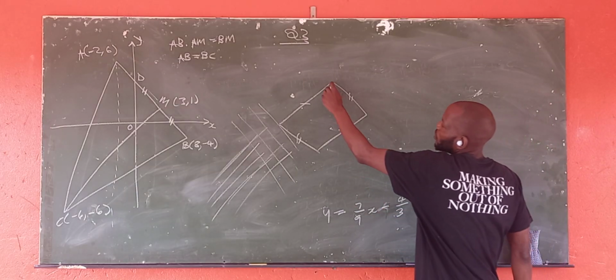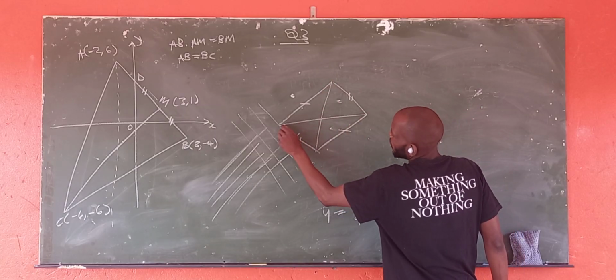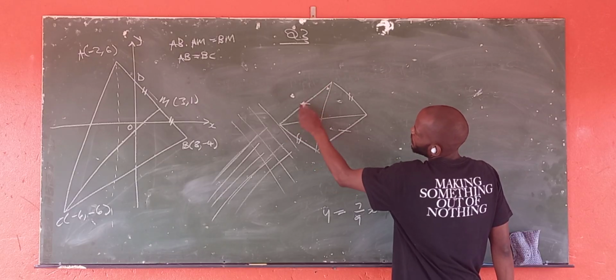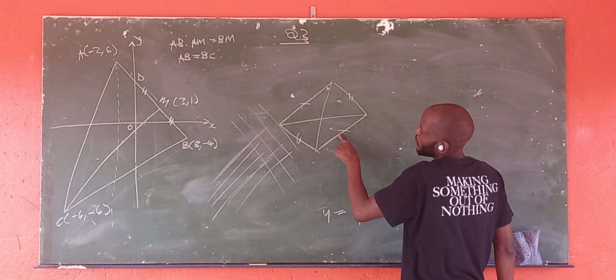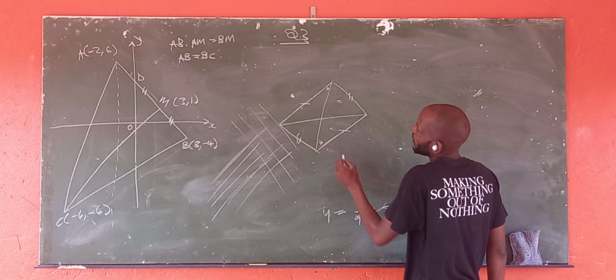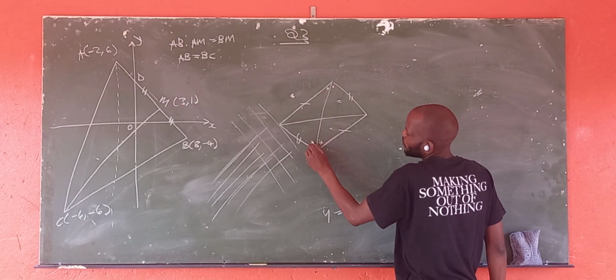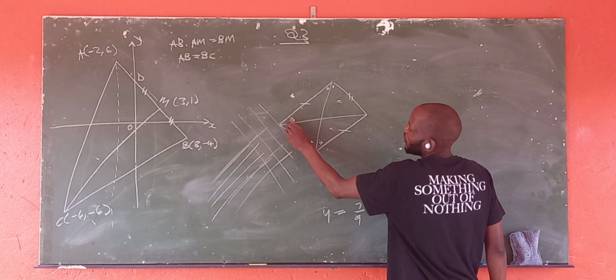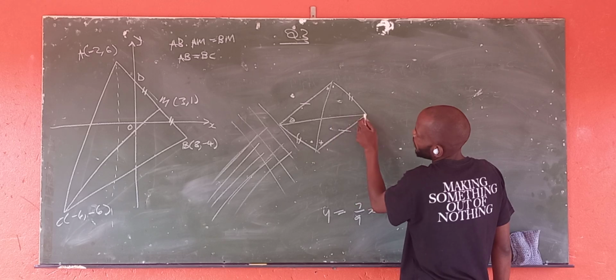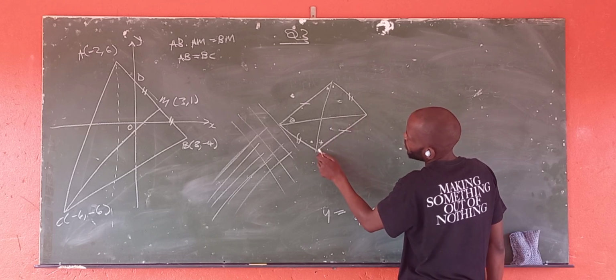What do we also know? We also know the diagonals, and then this angle, because this side is parallel to this side, would be equal to this angle, and then this angle here would be equal to this angle, and then this angle here would be equal to this.